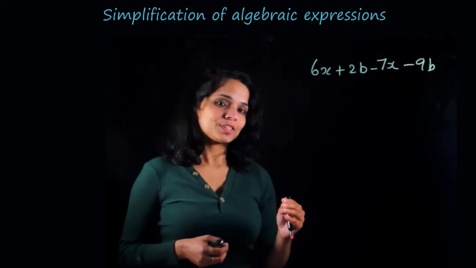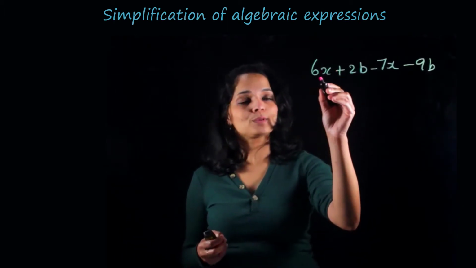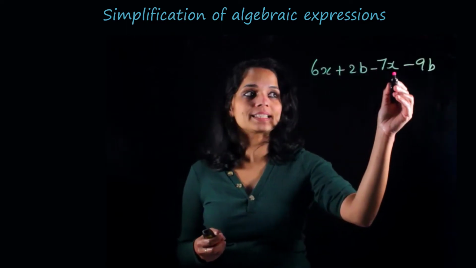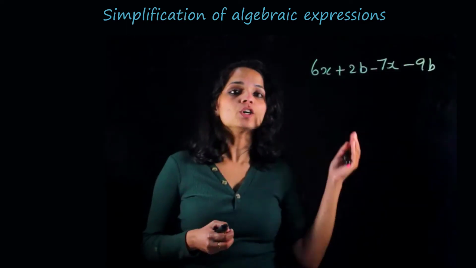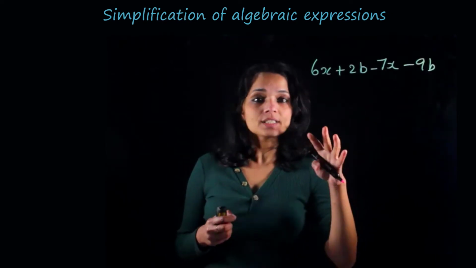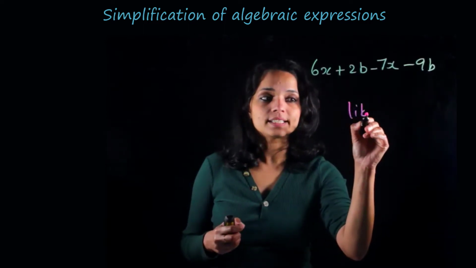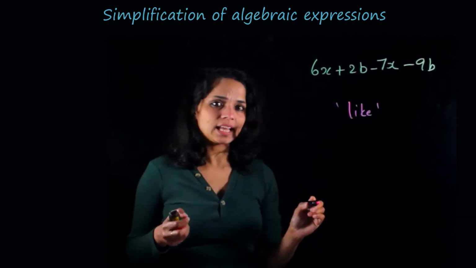In this video, we're going to see how to simplify some algebraic expressions. Consider this example, 6x plus 2b minus 7x minus 9b. We're going to simplify this expression. When we simplify such algebraic expressions, the first thing we should do is look for any like terms. So what are the like terms?